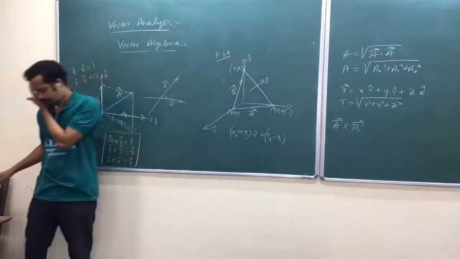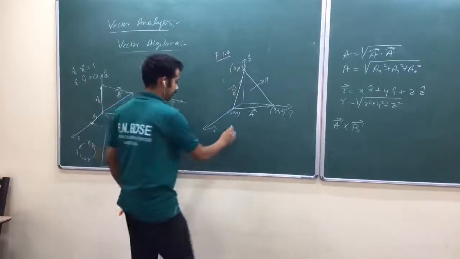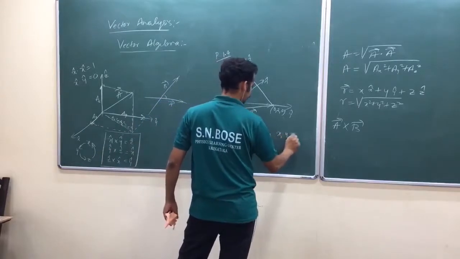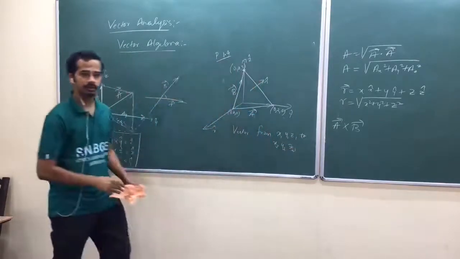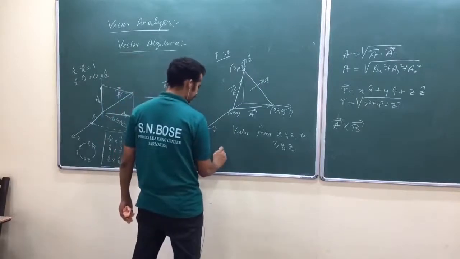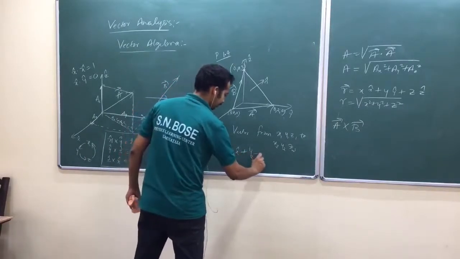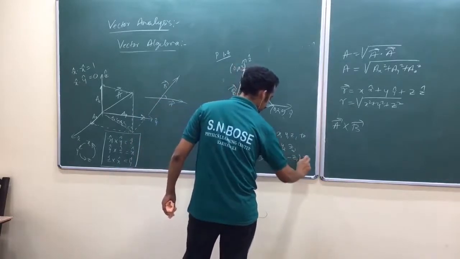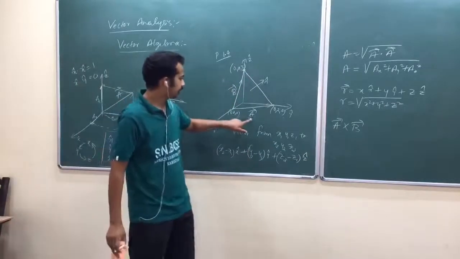Am I right? The vector from x1, y1, z1 to x2, y2, z2, the arrow is towards x2, y2, z2. So that vector is x2 minus x1 into x cap plus y2 minus y1 into y cap plus z2 minus z1 into z cap. I hope you know that one. So using this idea, construct vector A, construct vector B.